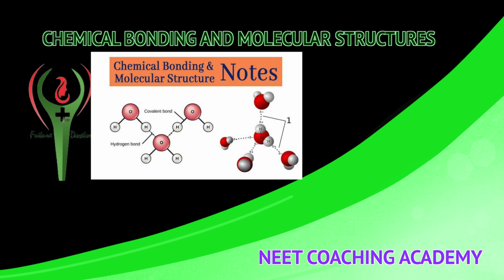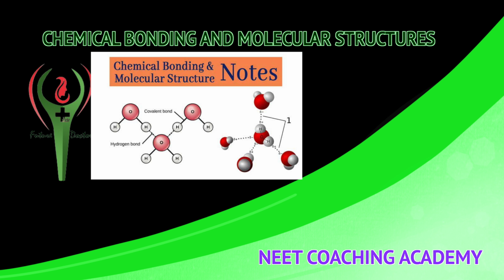Now we are going to write the resonance structure for the carbonate ion and the formal charge on the carbon atom. We have already studied how to write the Lewis structure for the carbonate ion. We have written a single bond between carbon and oxygen on the left hand side and the right hand side, and the middle one has a double bond between carbon and oxygen atom.